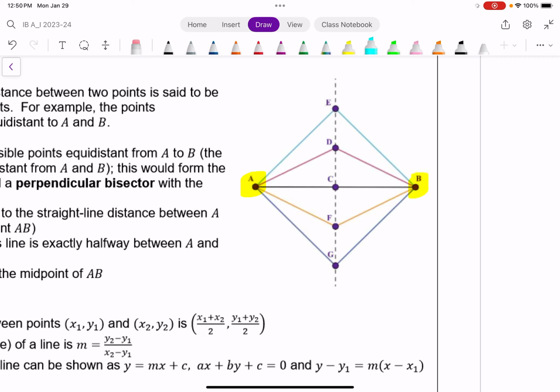If I imagine points that are equidistant from A and B, which means a point that is the exact same distance from A as it is from B, any of these points you see here, E, D, C, F, G, they are all the same distance from A and B. And if I kept going, this point up here, this point down here, all these points are the exact same distance from A and B. Connect the dots and you get a vertical line. And this vertical line is always perpendicular to the line that connects A and B, and it always runs through the midpoint of that line.